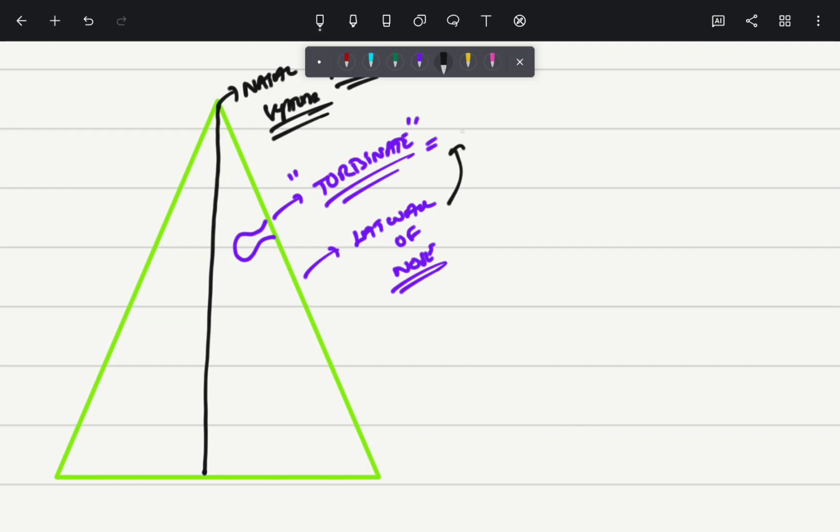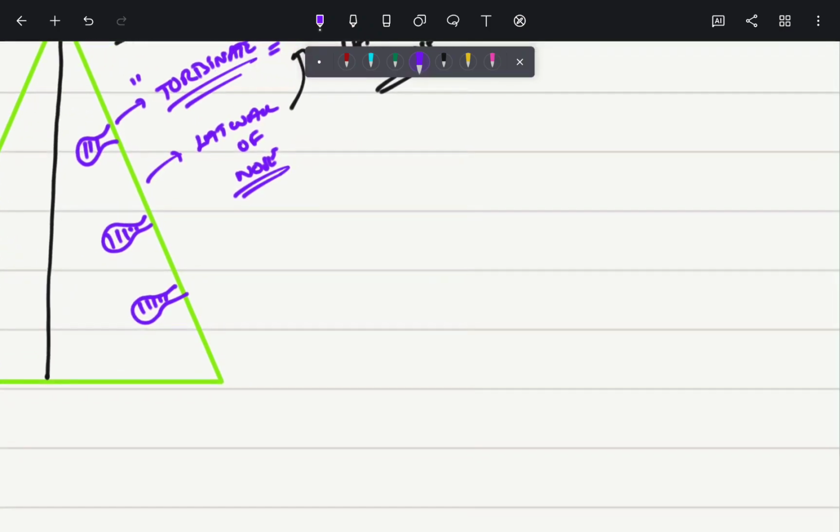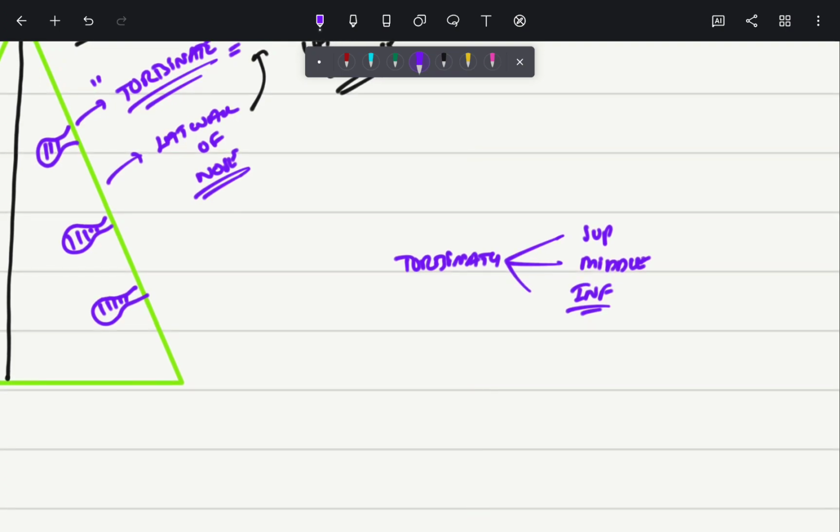Turbinates are nothing but the extensions of the lateral wall of the nose. Usually we have three turbinates. This is your superior turbinate, this is your middle turbinate, and this is your inferior turbinate. So turbinates are divided into three types: superior, middle, and inferior turbinates. Once again, turbinates are nothing but extensions of the lateral wall of the nose.